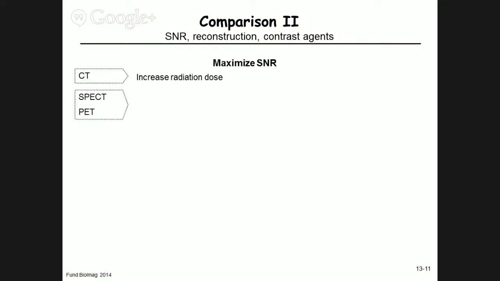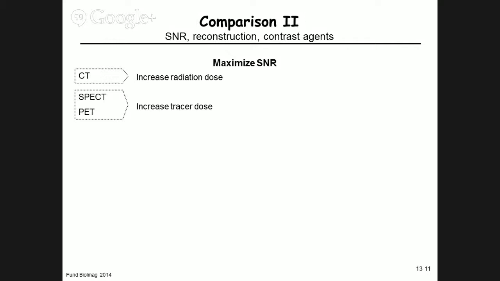What about SPECT and PET? What does one do there to increase the signal-to-noise ratio? So there we measure molecules that have a radio tracer, an X-ray emitting nucleus. So what is the simplest thing to do? We inject more emitting molecules, more positron emitters for PET, more gamma emitters for SPECT. So that means one increases the tracer dose.